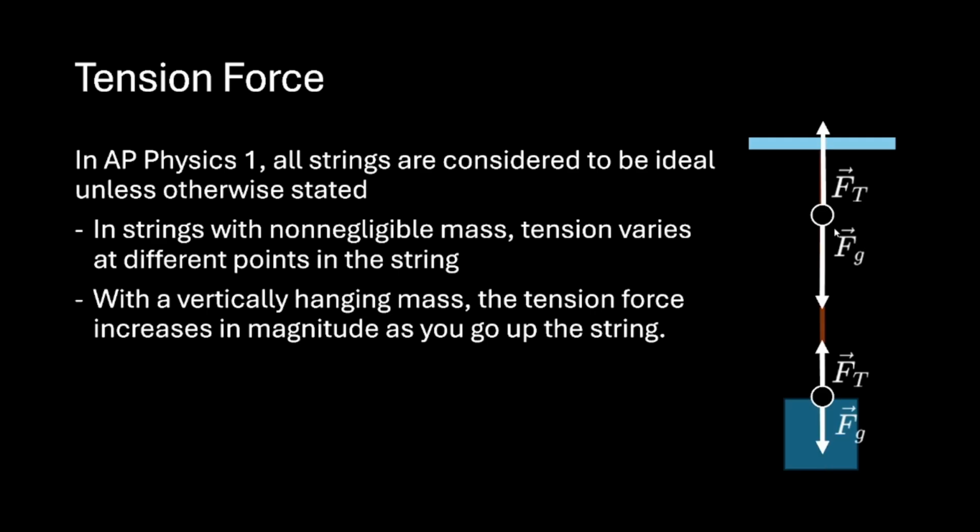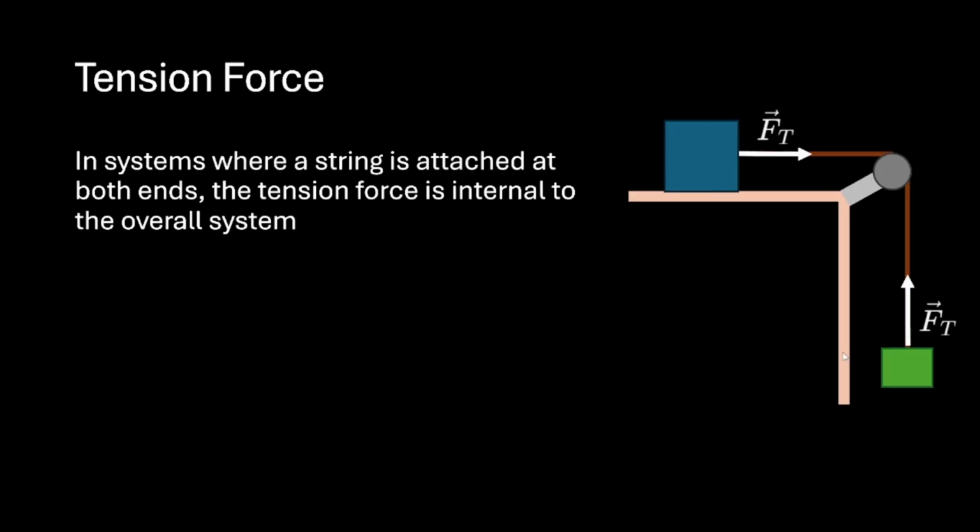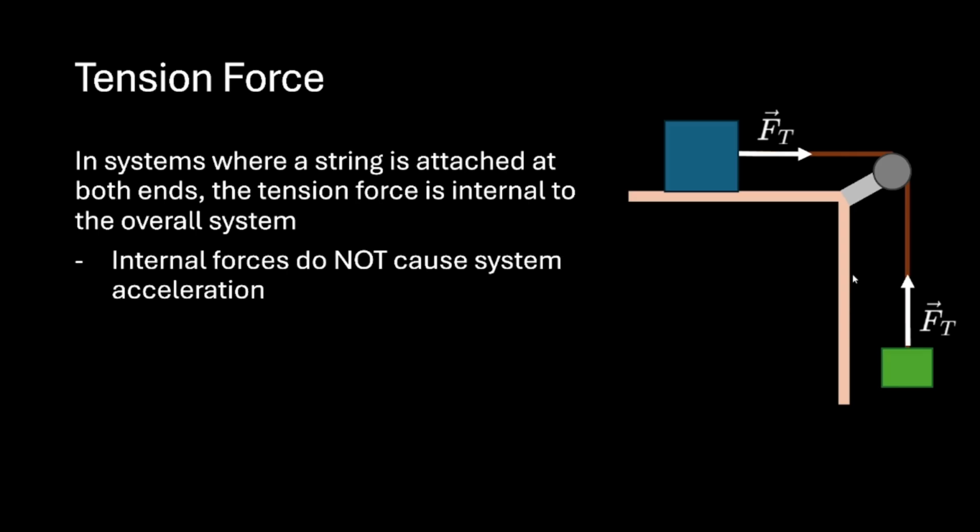So yeah, if we analyze two points, we see how the force of tension and the force of gravity pulling on it are much higher at the top than at the bottom. In systems where a string is attached to both ends, the tension force is internal to the overall system. In this system we have two blocks connected by an ideal pulley with a rope strapped on both ends. Internal forces do not cause system acceleration because they cancel out.